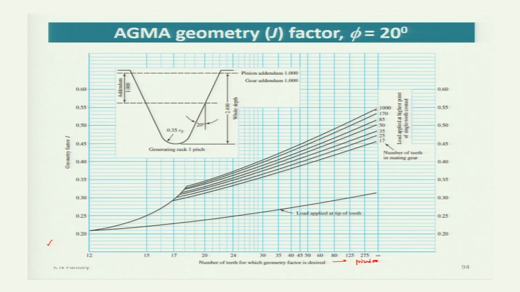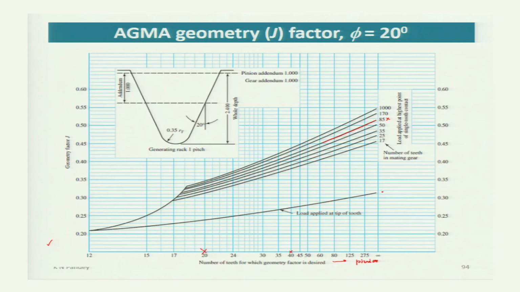If you look at these curves, the number of teeth in the mating gear is written. It means if you want to determine J for the pinion, then the number of teeth on the pinion will be taken on the x-axis, and you will select a curve corresponding to the number of teeth on the gear. So let the number of teeth on the pinion be 20 and on the gear be 85. Then you will select this curve to determine the geometry factor J.